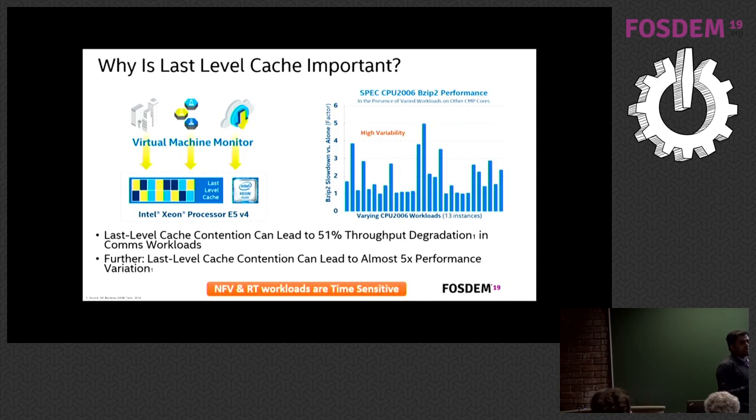If you take a simple workload, in this case the SPEC CPU benchmark bzip2, based on the amount of cache you have, your performance goes up and down quite significantly, up to 5 times the performance difference. So any NFV or real-time deployments are very sensitive to last level cache.